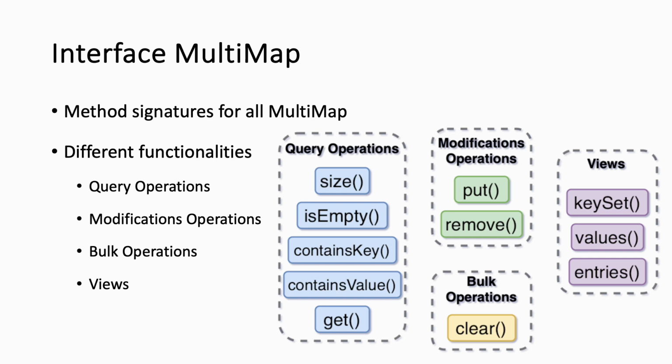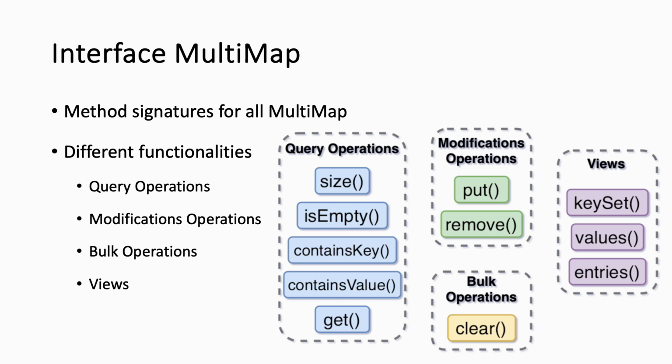The operations which are provided by the interface include the size operation, which will return us the size of the multimap, the isEmpty operation, which checks if there are any elements in the multimap or not, the containsKey and the containsValue, which will check for a key and a value respectively in the multimap, and the get operation, which gets us the values associated with the given key.